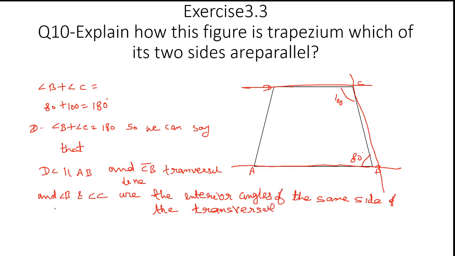And their sum is 180 degrees, angle B plus angle C is equal to 180 degrees, we have already proved. They are interior angles on the same side. So we can say that DC is parallel to AB. DC and AB are the parallel lines, and this figure is a trapezium because it has a pair of parallel sides.